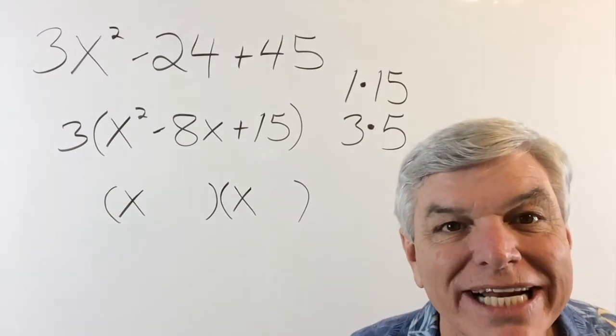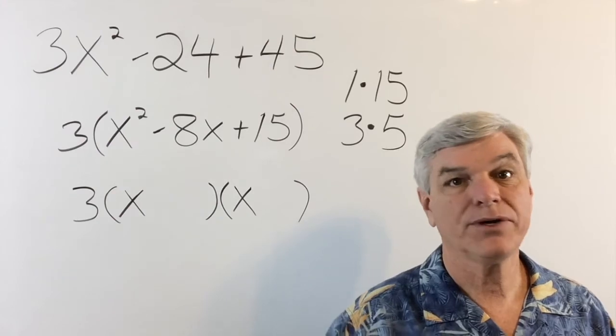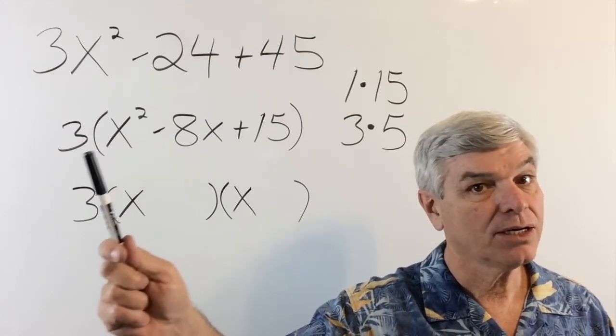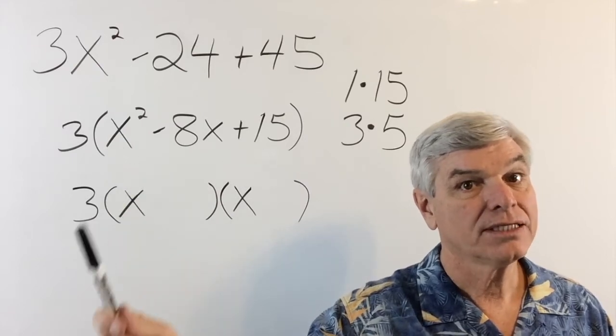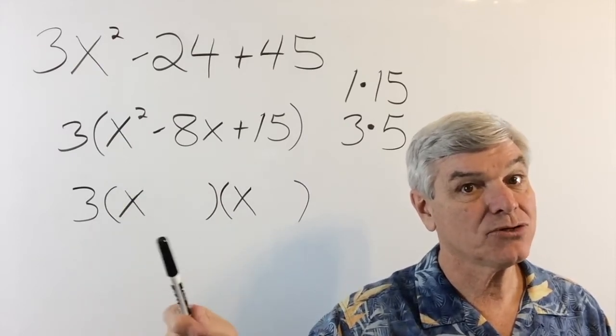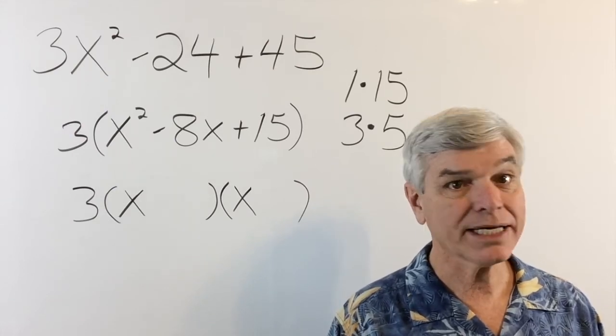And you forgot to bring down the 3. That's right, when you factored this out, we ended up with 3 times this trinomial. So it's going to be 3 times these two binomials. I think that makes sense, doesn't it? I know it does to me.